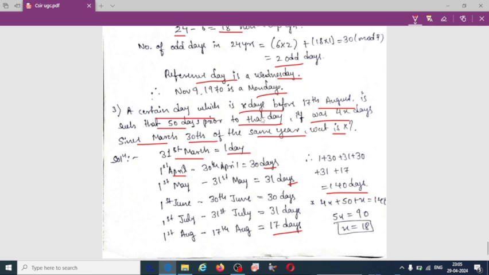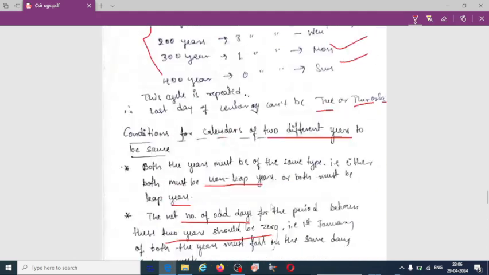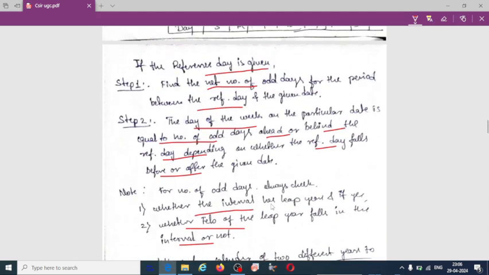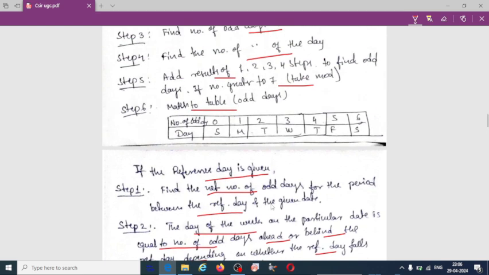So what they have given: x, plus 50 days prior to that, it was 4x. So 4x plus 50 plus x is equal to 140. So x is 18. So like that you can solve the problems related to the calendar. I hope these tricks and methods of solving problems on calendar help.